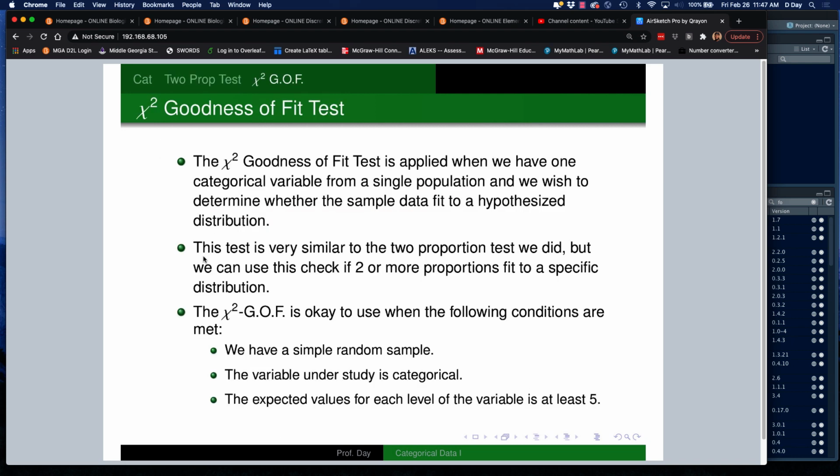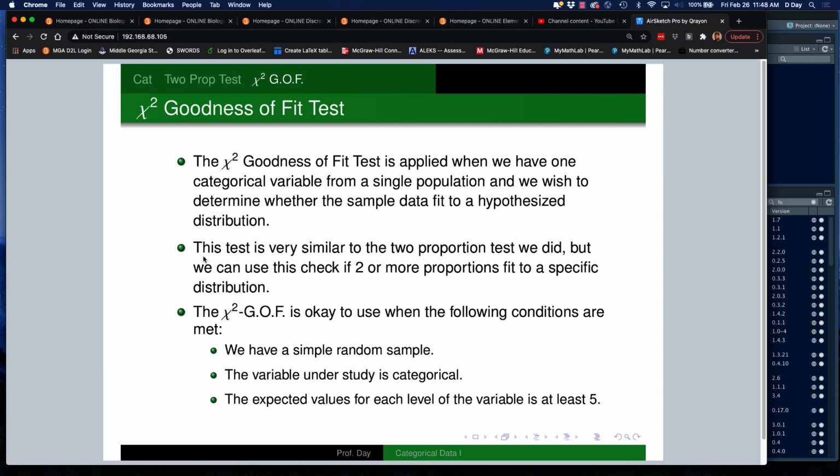All right, let's talk about the chi-square goodness of fit test, because I feel like I'm going to run out of time here in a minute. The chi-square goodness of fit test is applied when we have one categorical variable from a single population, and we want to determine whether or not the sample of data that we have fits what they call a hypothesized distribution. In other words, there are already proportions set out for a specific distribution, and it's already known. And we went out and collected data on that, and we want to see how well our data fits what the hypothesized distribution that's given to us states.